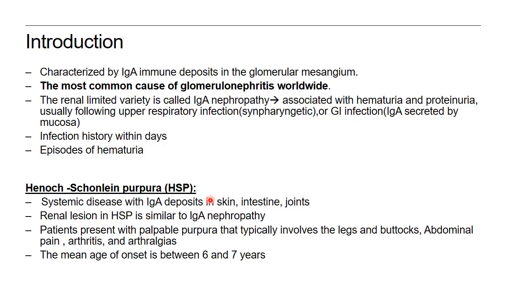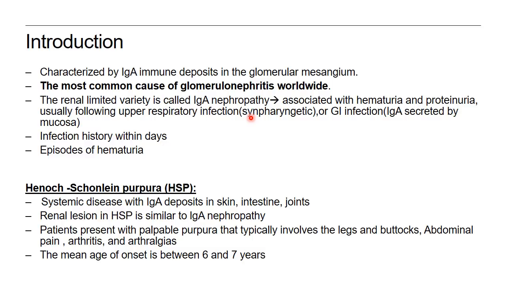It can involve the skin, the intestine, and the joints. It's very important to know because the patient can present with rash, abdominal pain, or they can come with arthralgias and joint pains. Now, whenever there is renal involvement, of course, you're going to see hematuria. There can be some degree of proteinuria, and we call this synpharyngitic.